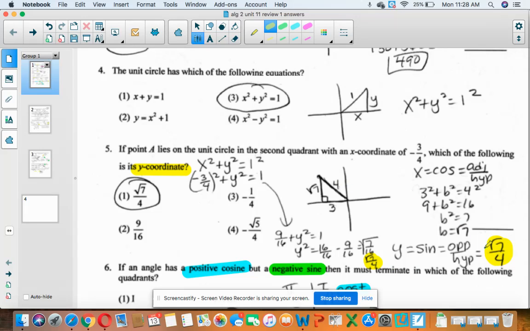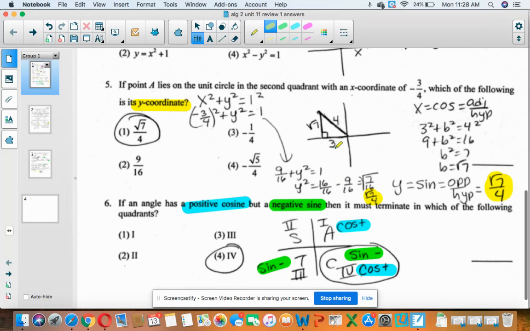So see how I get the exact same answer, whether I'm using that equation for the unit circle, x squared plus y squared equals 1 squared, or if I'm drawing that triangle in the second quadrant and using the Pythagorean theorem to find that missing side. You have to be careful when you're drawing it that you're putting everything in the right position. I had cosine, or x is the cosine, so I knew to put the 3 and the 4 here, and I just used the Pythagorean theorem to find that missing side. But number 5 is choice 1.